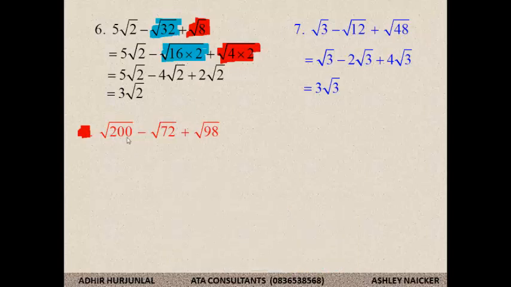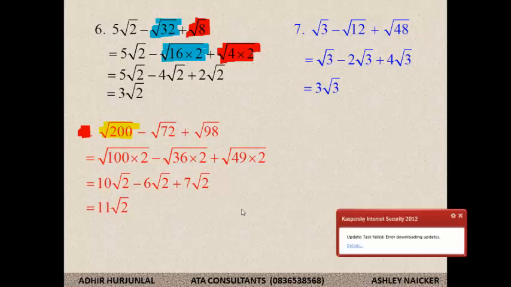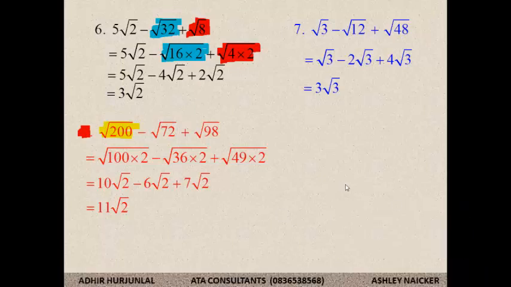Alright. If we have to look in terms of this question here, we are going to say the square root of 200 is the same as the square root of 100 times 2. 72 is the same as 36 times 2. 98 is the same as 49 times 2. That's 10 root 2, 6 root 2, 7 root 2, and your final answer is 11 root 2. Thank you very much. Let's go on now to number 9.